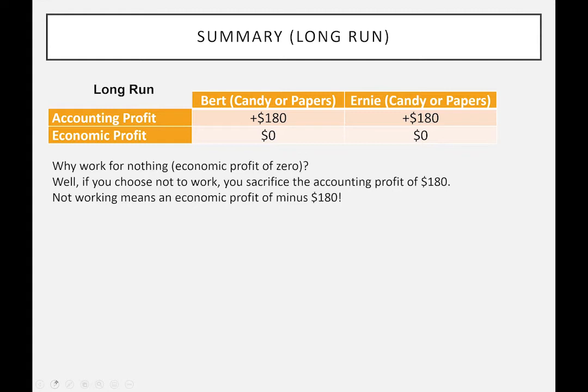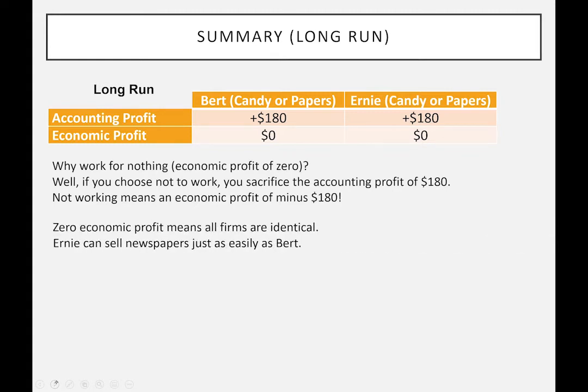So, in effect, from that standpoint, an economist would say that at present, your economic profit is minus $180 because you could be in the chocolate bar or newspaper business. This also assumes that all firms are identical, that they all have access to the same technology, and in effect, Ernie can sell newspapers just as easily as Bert. As a first approximation, given that there are 7 billion people in the world, it's not bad.